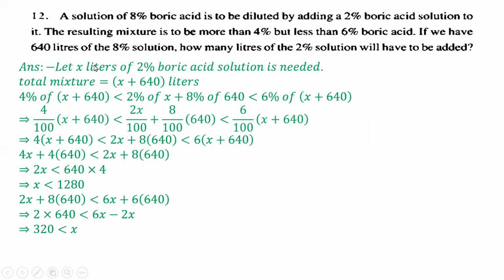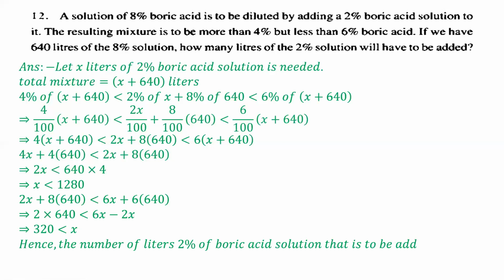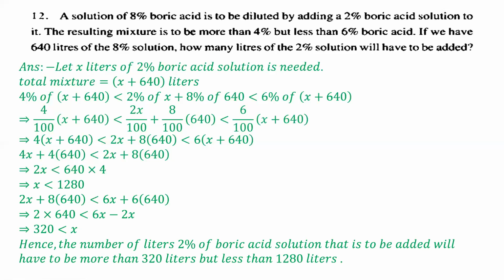That means the amount of this 2% boric acid solution is definitely greater than 320 liters, and obviously less than 1280 liters. So write down the answer. The amount of 2% boric acid solution added to this 8% solution is more than 320 liters and less than 1280 liters.